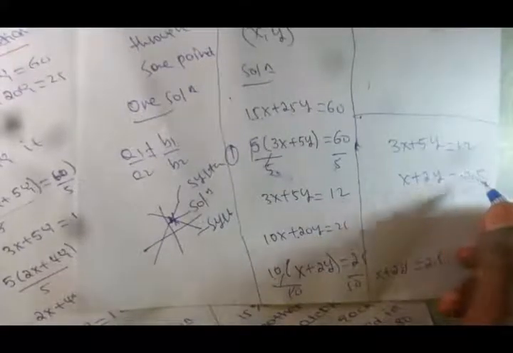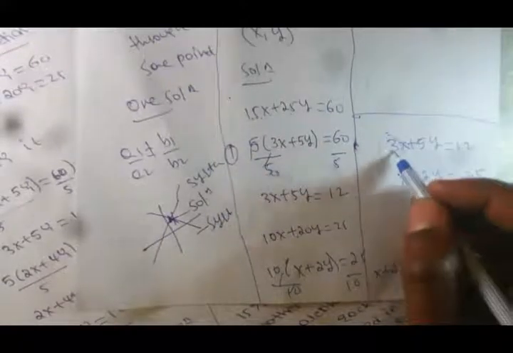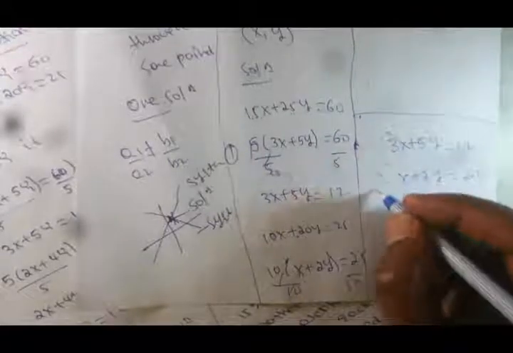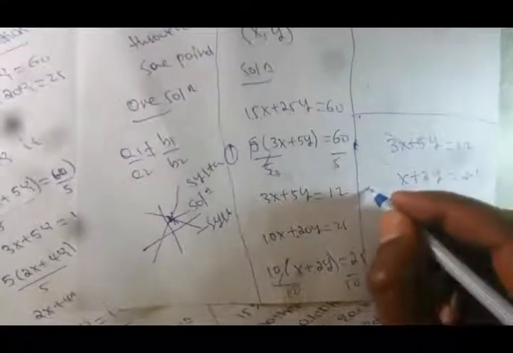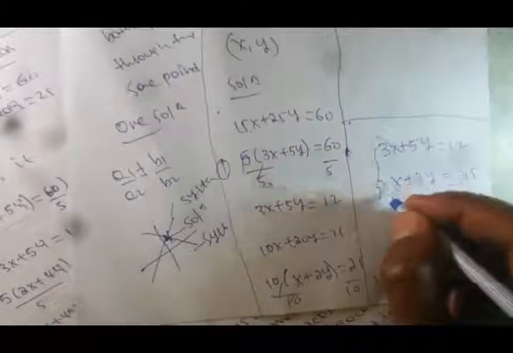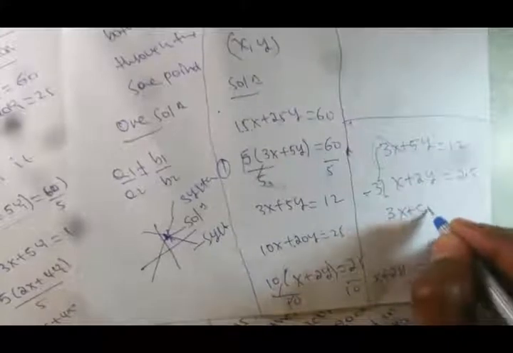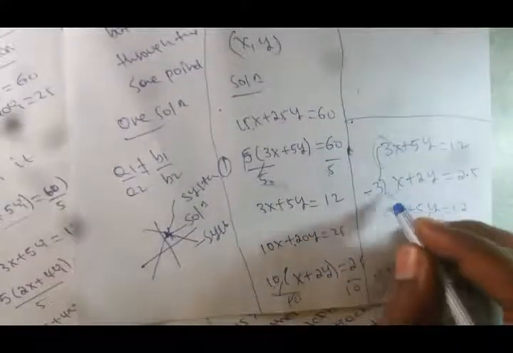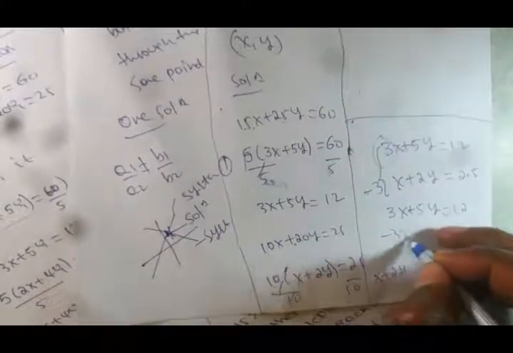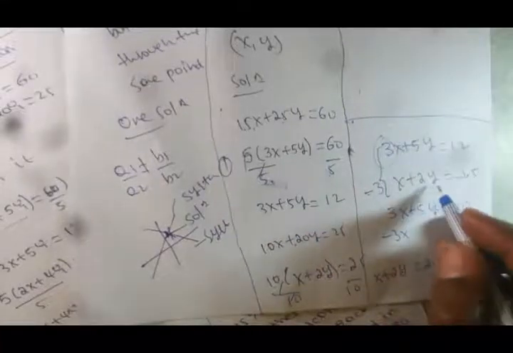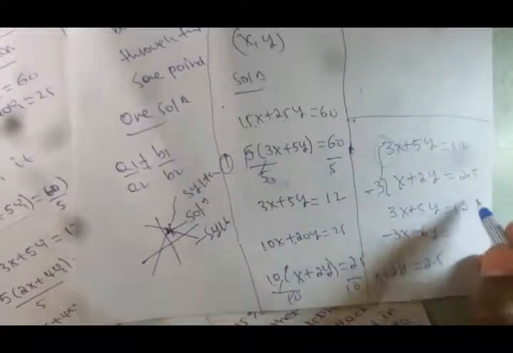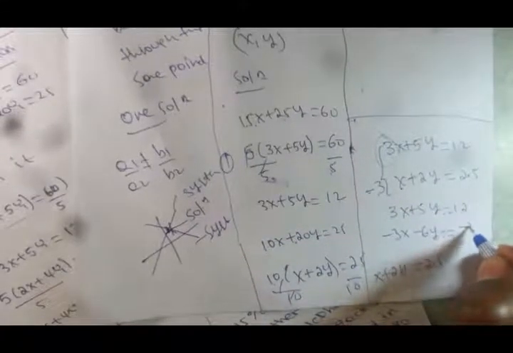2.5. In order to solve this type of equation, if this is positive 3, we have to use the negative of this number. So we multiply the second equation by negative 3. The first equation stays the same: 3x plus 5y is equal to 12. Negative 3 multiplied by x is minus 3x. Negative 3 multiplied by 2y is minus 6y. Negative 3 multiplied by 2.5 is minus 7.5.